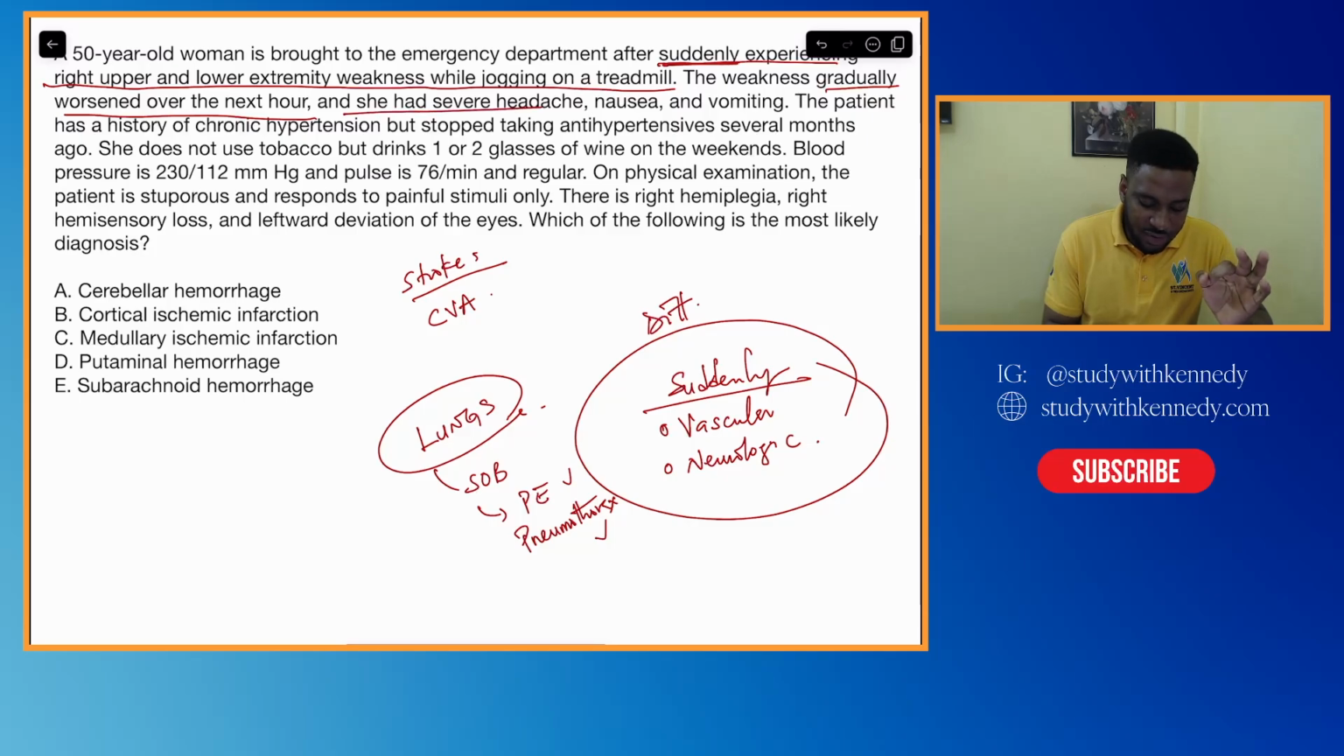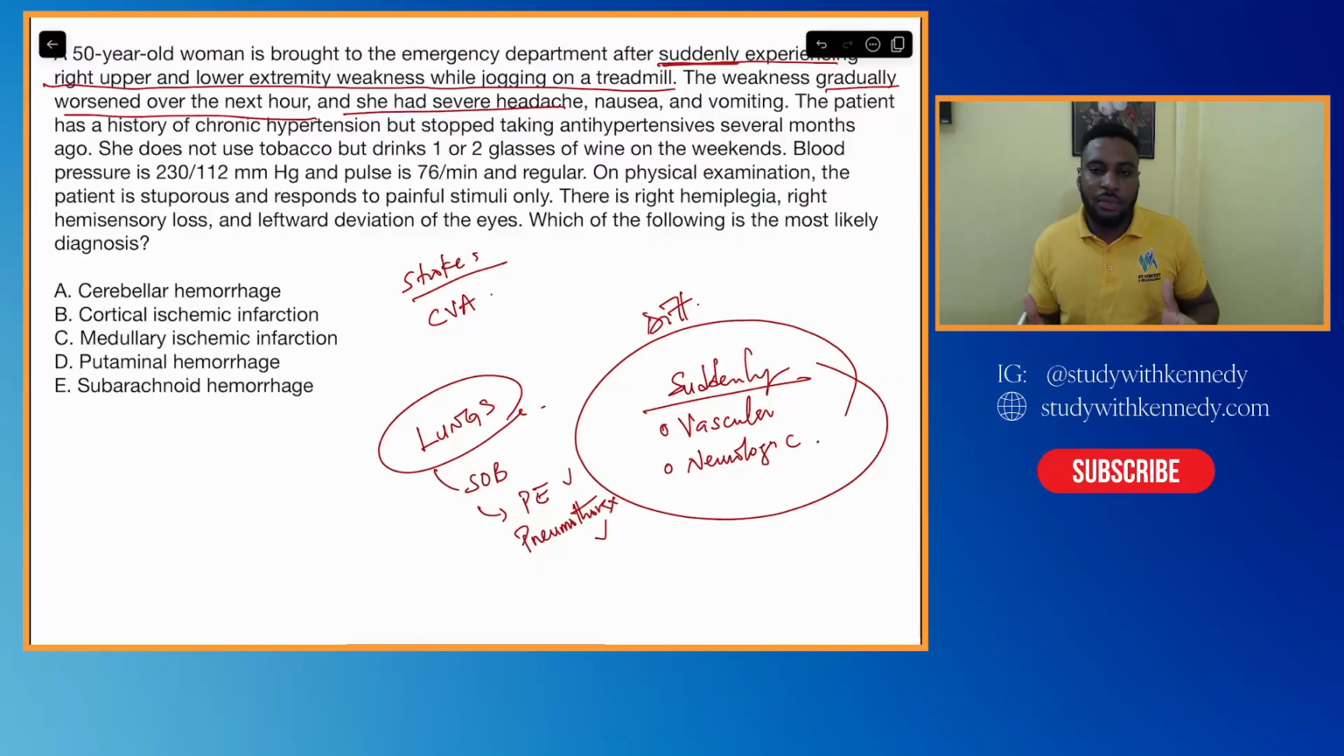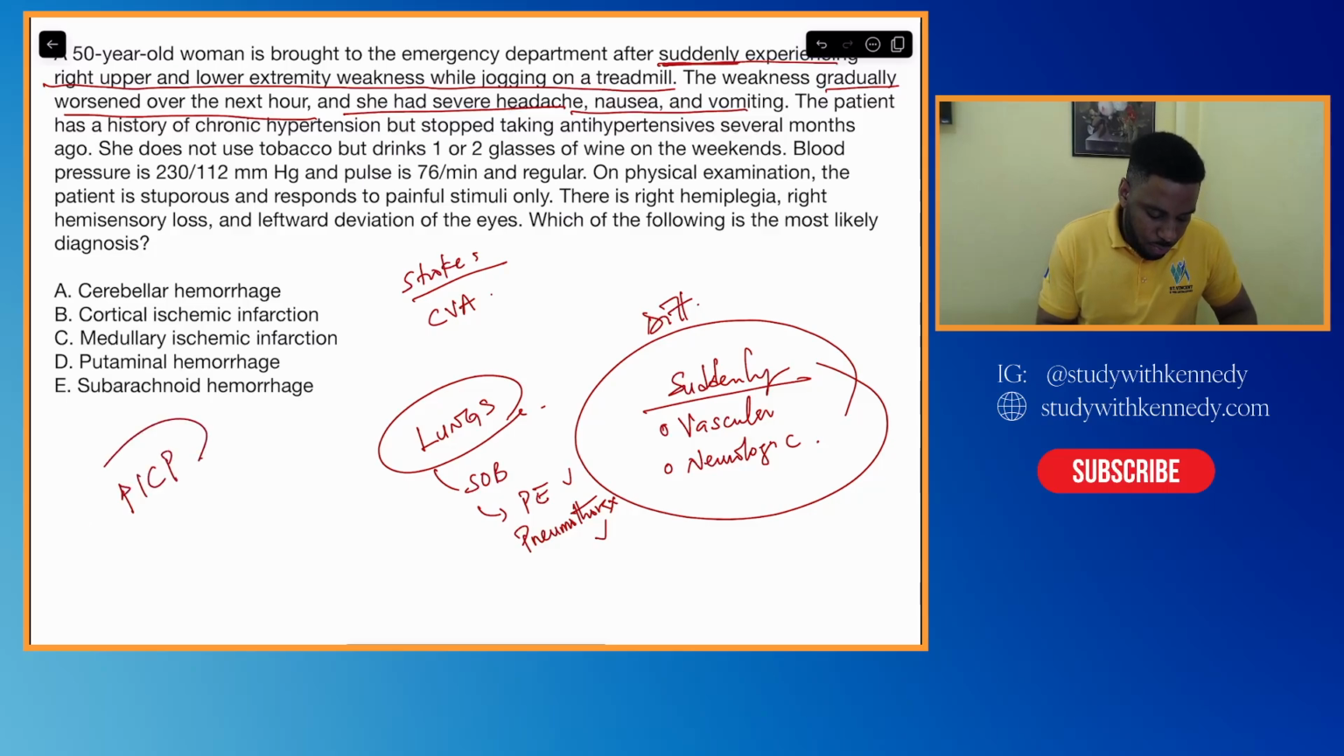She's had severe headache, nausea, and vomiting. Now, how do you interpret that line of the question? You're going to ask yourself, why is the weakness gradually increasing over time? And she's had headache, nausea, vomiting. Headache, nausea, and vomiting here are indicators for increased intracranial pressure.